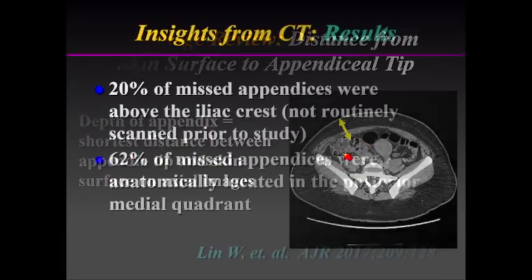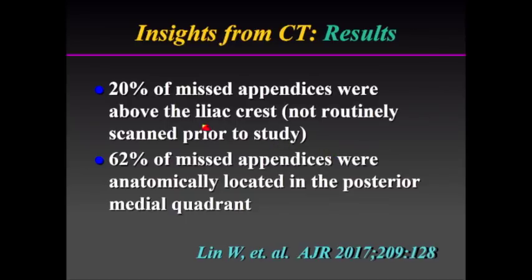And here's what we learned and published recently. 20% of the missed appies were above the iliac crest. We weren't routinely scanning there. And 62% were in this medial posterior quadrant.